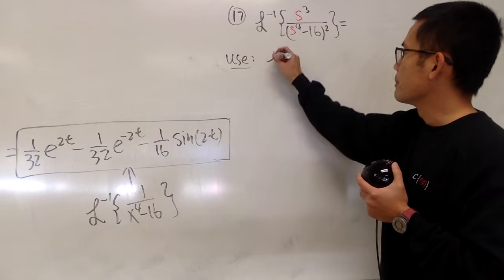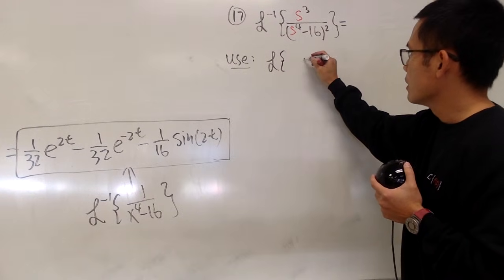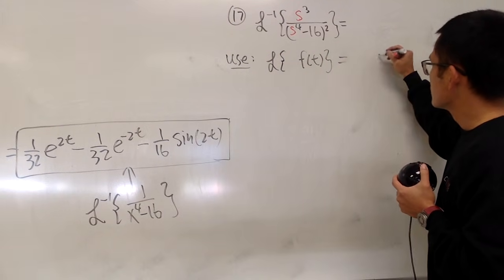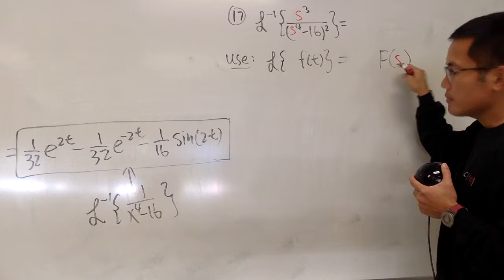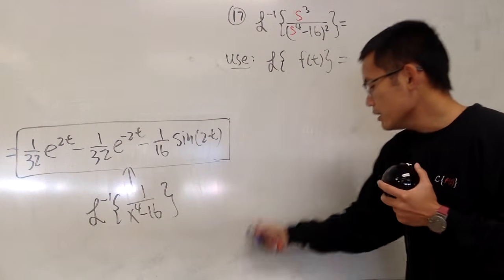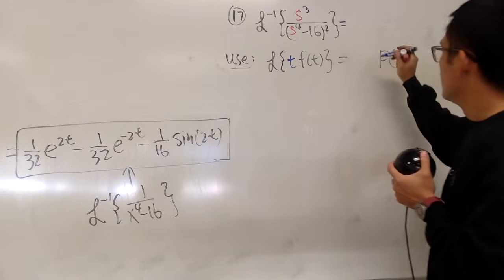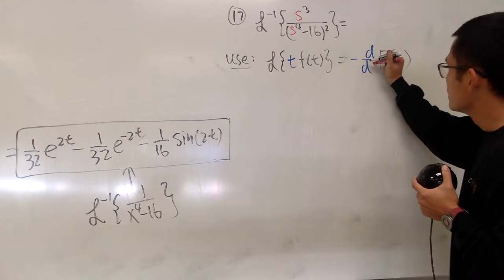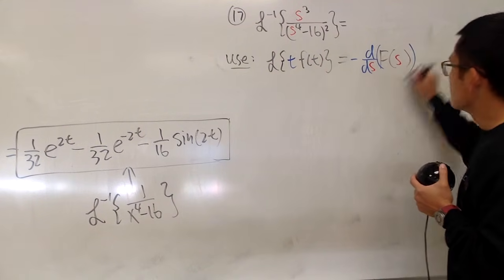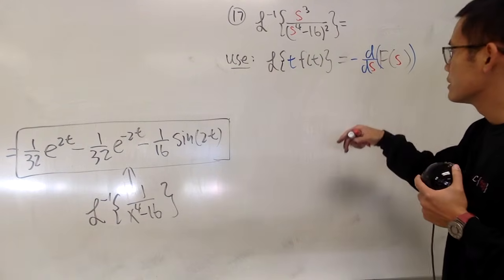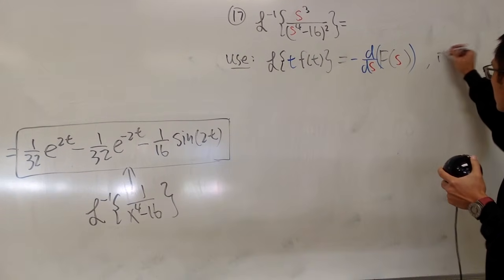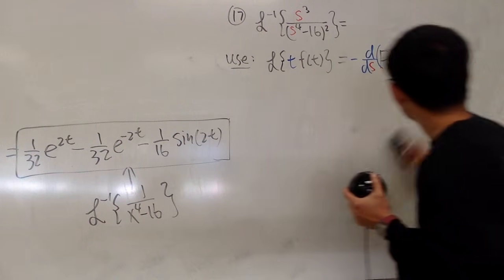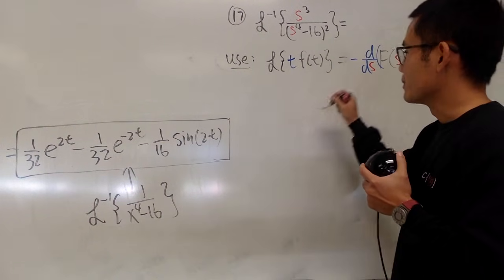When we have the Laplace, and this is the original, Laplace of f of t, this right here is just F of s. And if you multiply this by t, all you have to do is differentiate this with respect to s, and then you multiply by a negative. So that's pretty much it. Now, of course, this is only true if F of s goes to 0. Actually, this is true, but the next one is the one I have to tell you.